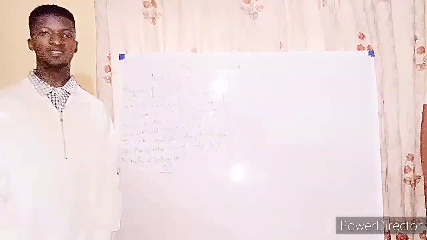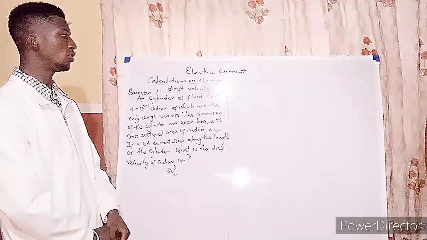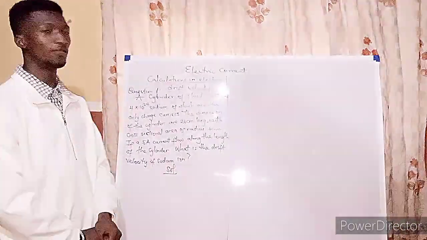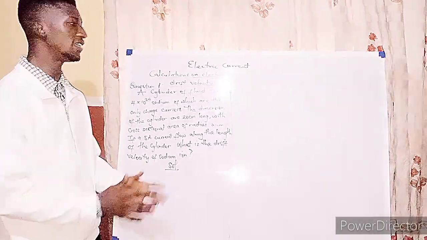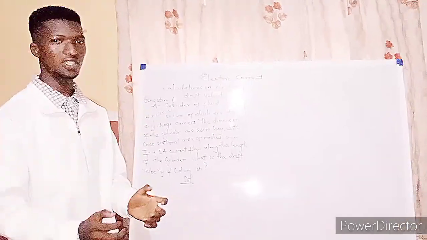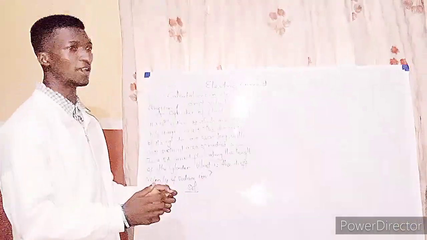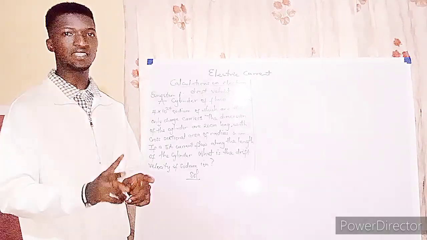Okay, welcome back, guys. As promised earlier, in this video we'll be doing calculations on electron drift velocity. Here we want to see how we can easily calculate the electron drift velocity without taking much of our time. We just need you to be very familiar with each of the terms we use in the formula. Now remember, we started with two formulas.